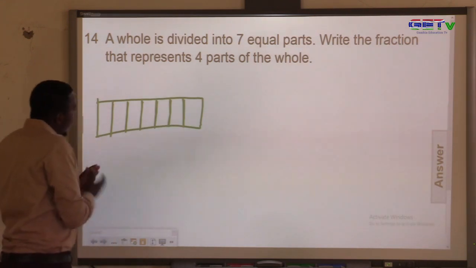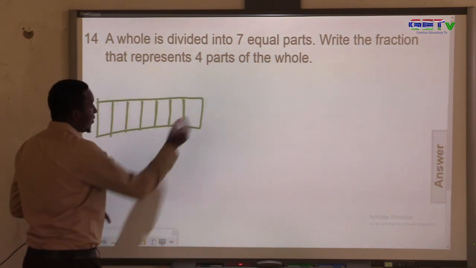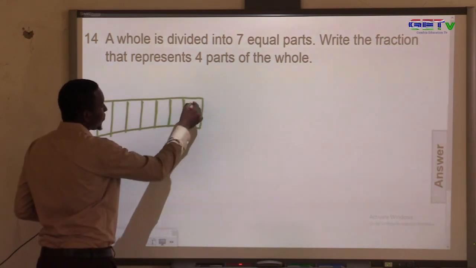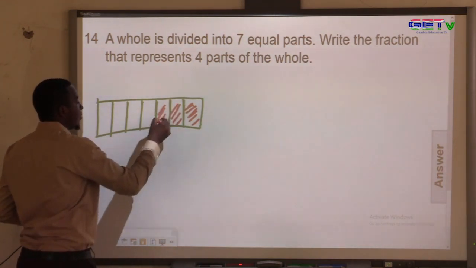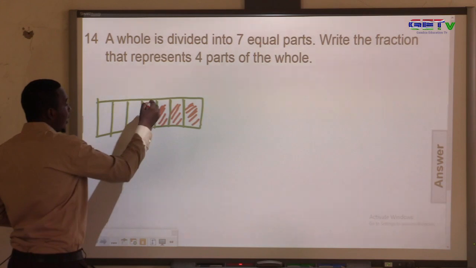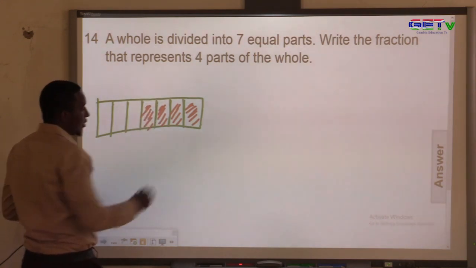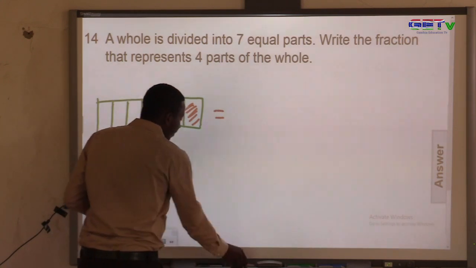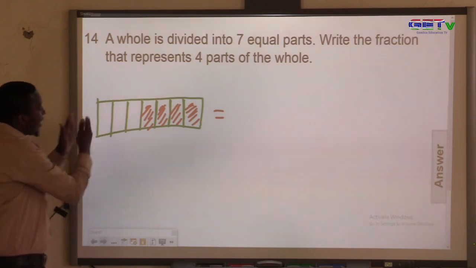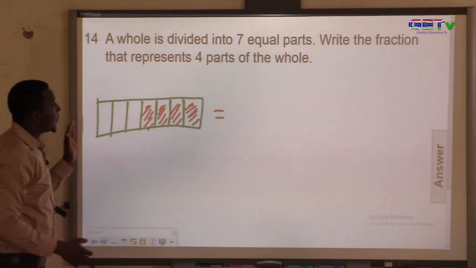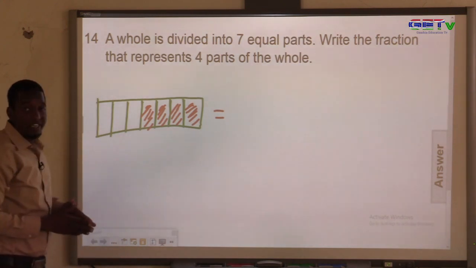So again, let's take 4 parts of the whole and set it. Let's set 4 parts here and see what that will equal to. We've set 2 parts. That's the third part, and finally we've set 4 parts. We are almost to the answer. Now we have a whole that is divided into 7 equal parts, and then we have 4 parts out of the 7 equal parts that are shaded.